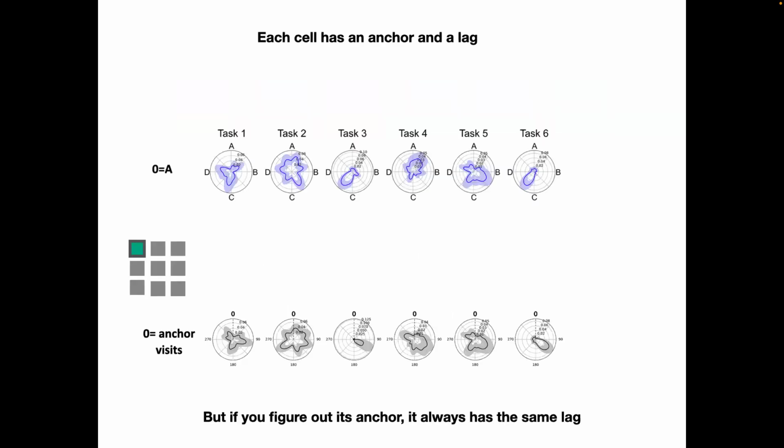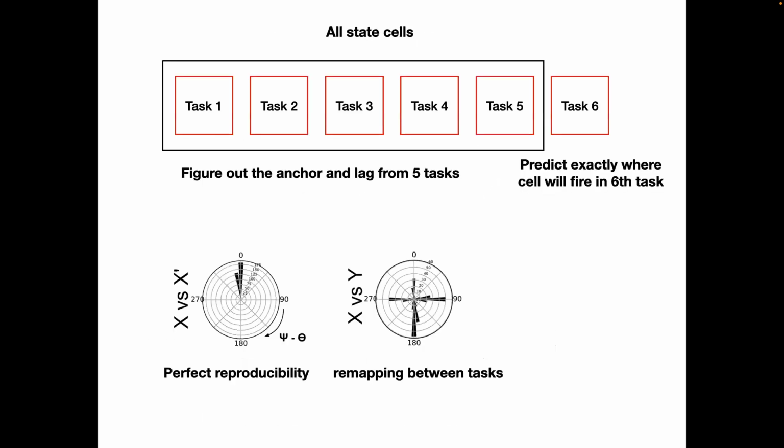I was just going to tell you that in this task, the animal never went through this anchor, and so that's why it doesn't respond in this task. Okay, so I can now do that same analysis for all of the thousands of cells recorded.